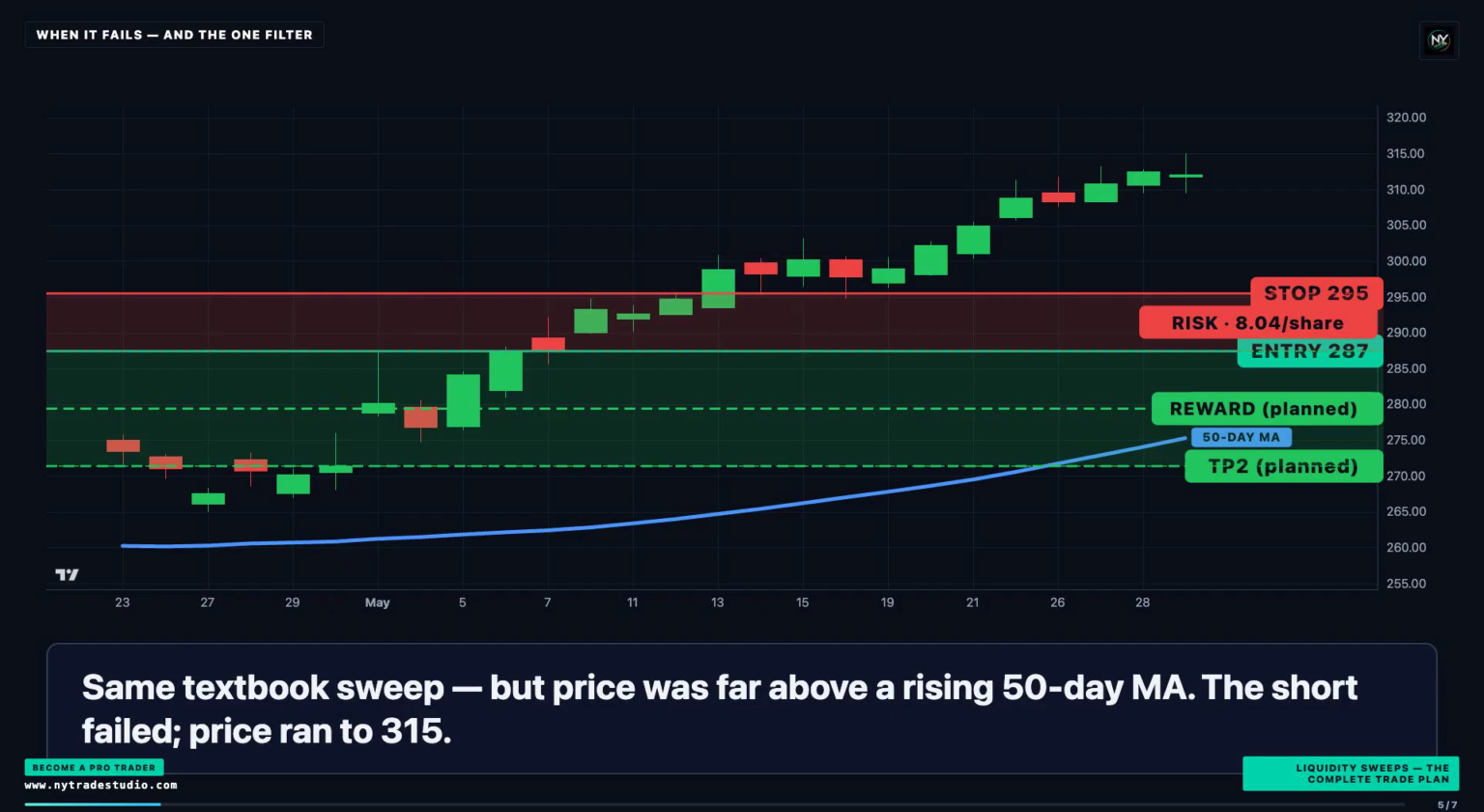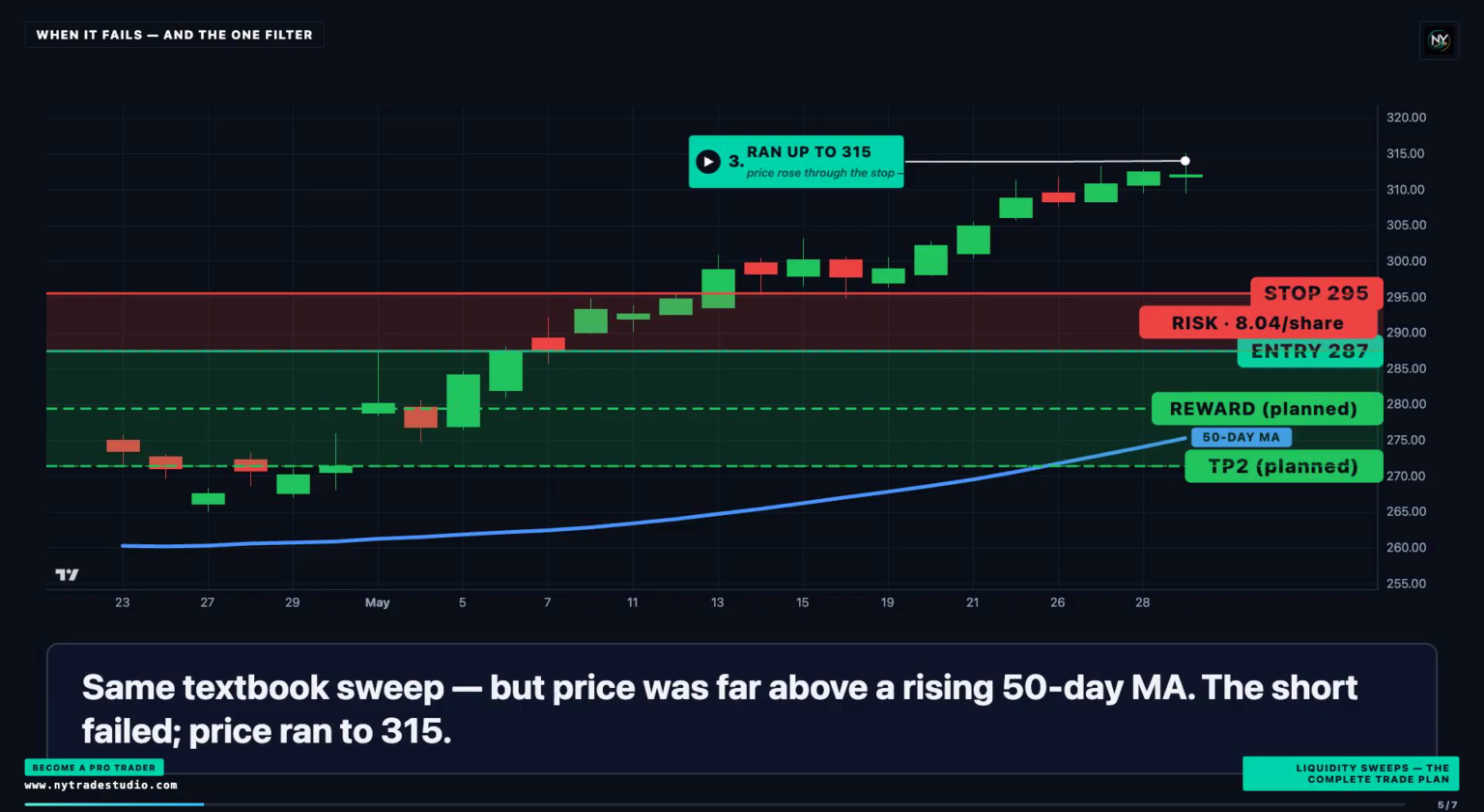A sweep is a bet on a reversal. But betting against a strong uptrend usually fails. You are swimming against the current, and that is exactly what happened. Apple did not drop. It pushed higher, ran straight up through our stop, and kept going, all the way to 315. The short was a loser.